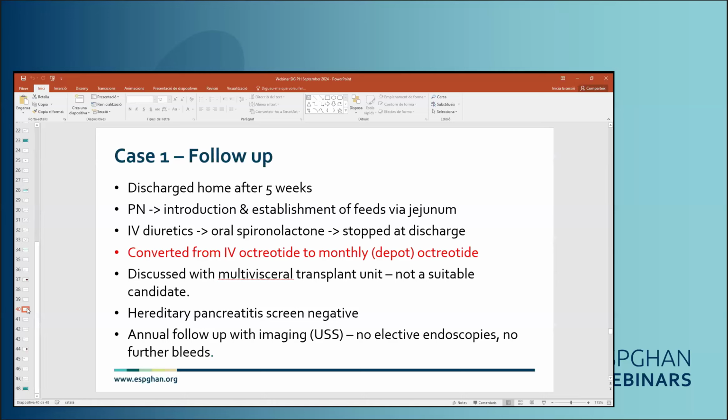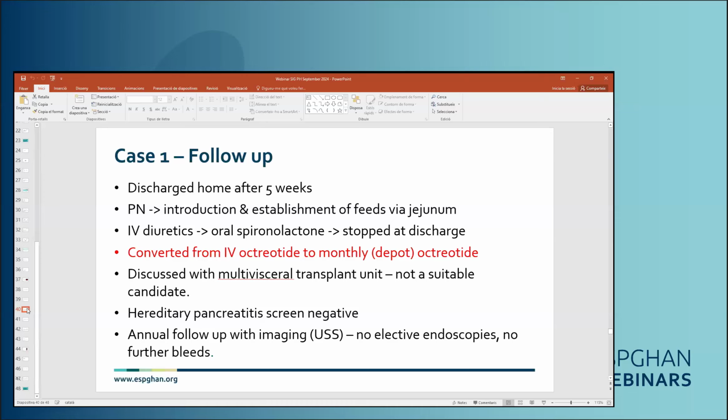So we made the decision to go to depot octreotide very early in his management. And what we found is his ascites came under control within a couple of weeks. Given that he was quite neurologically damaged, we did, just by process, speak to King's College, which is our local multivisceral transplant unit, to ask what they considered, given that he had thrombosed everything, and they predictably turned him down, but we did that to give the parents all the options.